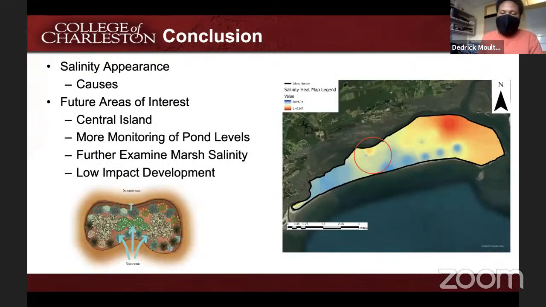So in conclusion, yes, we are starting to see saltwater intrusion occur, especially within certain areas that are tidally fed, such as out in the marsh or towards the center where the tidal delta was.